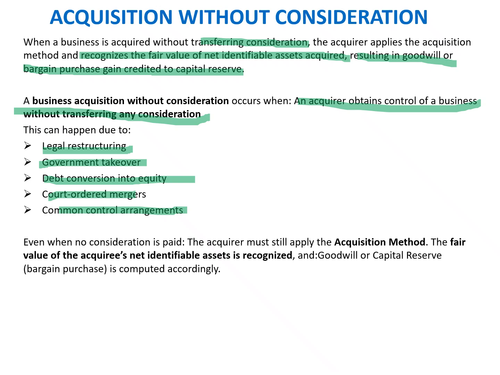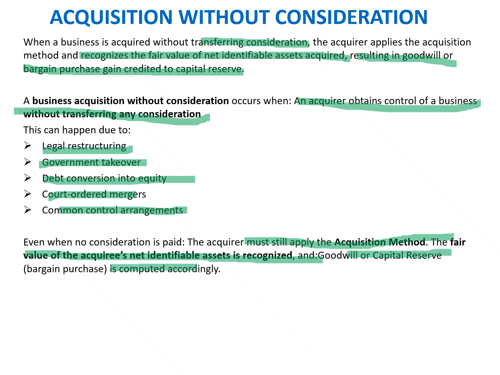So these are situations where the acquisition happens because of some order of the court, some compulsory acquisition. In that case, even if consideration is not being paid to the acquiree, we still have to do the accounting as per the prescribed method as per Ind AS 103. Even when no consideration is paid, the acquirer must still apply the acquisition method.